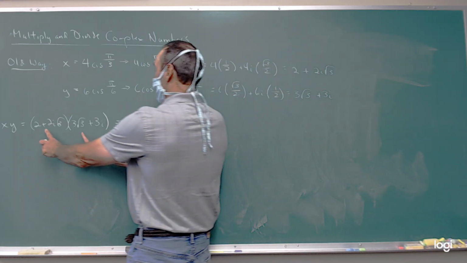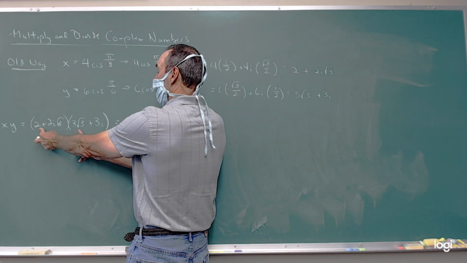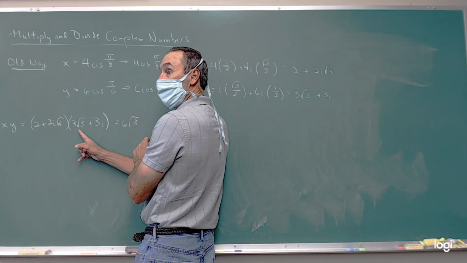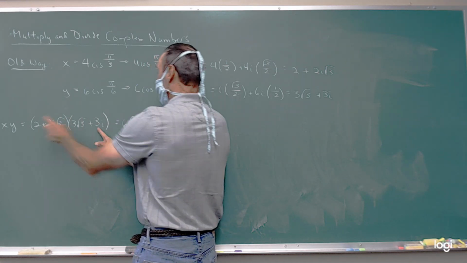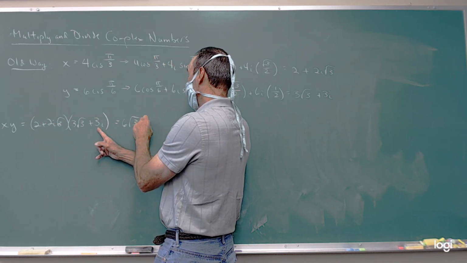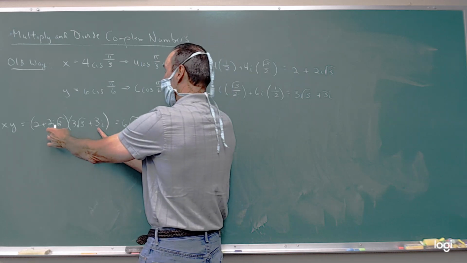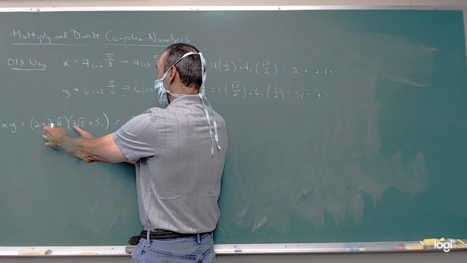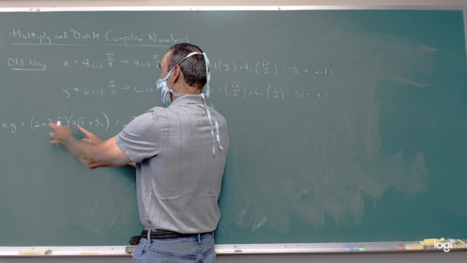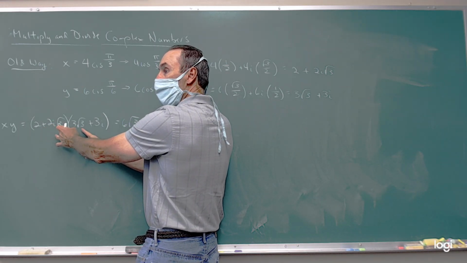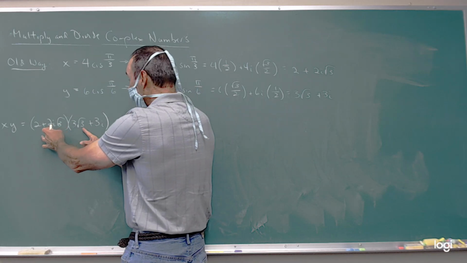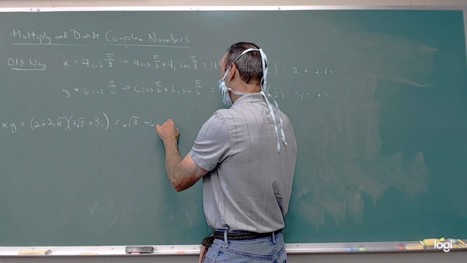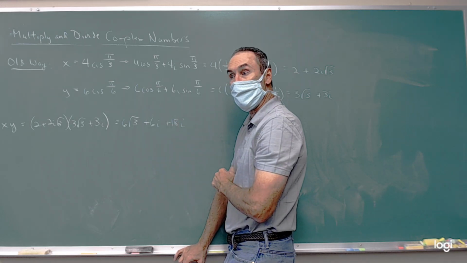So the 2 times 3 square root of 3 is going to be 6 square root of 3. 2 times 3i is going to be 6i. Okay, here we go. 2i square root of 3 times 3 square root of 3. 2 times 3 is going to be 6. Square root of 3 times square root of 3 is 3, times the 6 is 18i. Did I do that right?